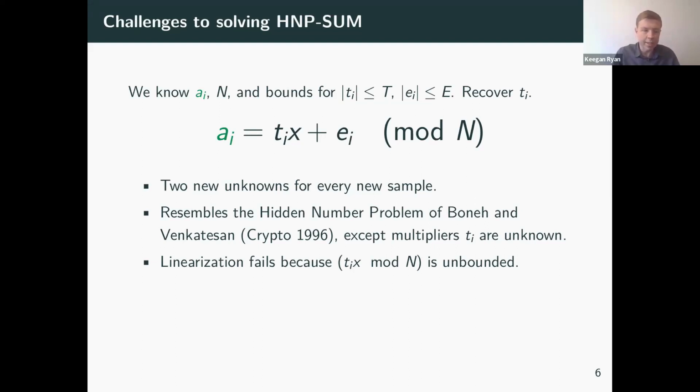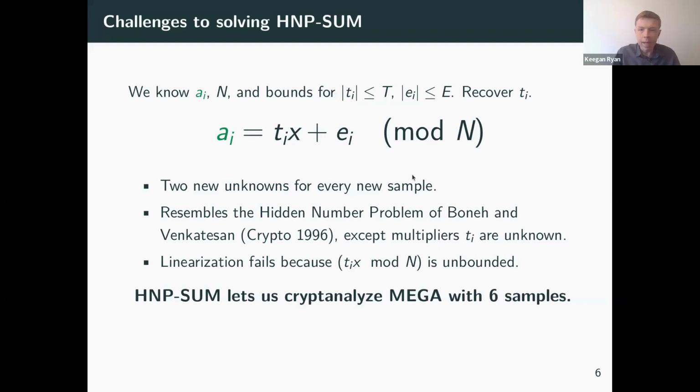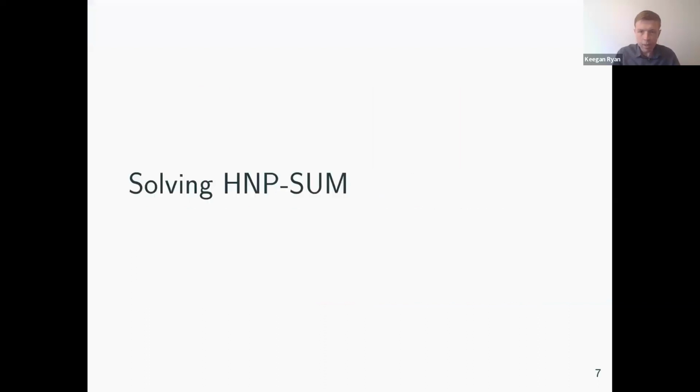So there are many challenges to solving HNP-sum, but if we can solve them, it'll allow us to cryptanalyze MEGA with only 6 samples. So it would be good if we can overcome these challenges. And in fact, that's what we do in the paper. We find a way to solve this problem.